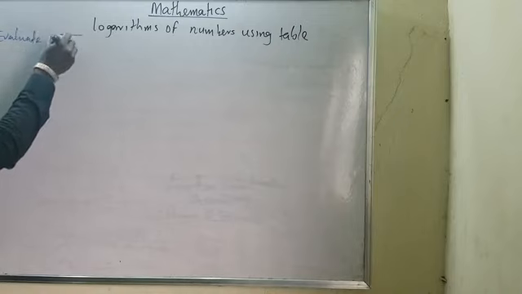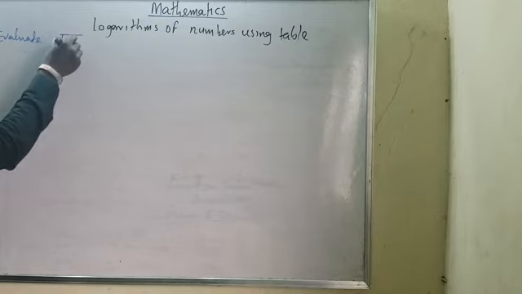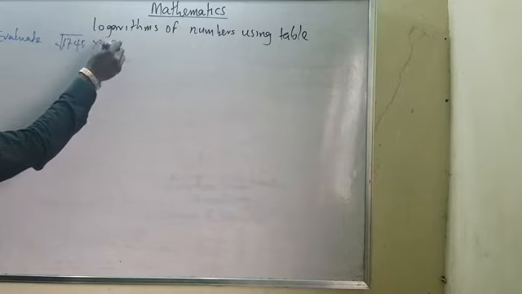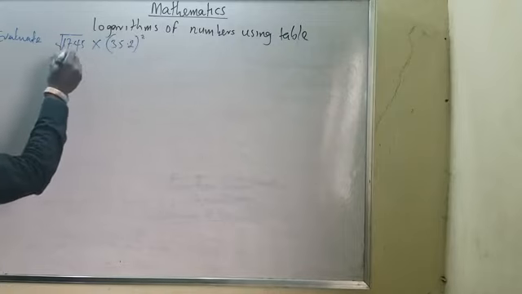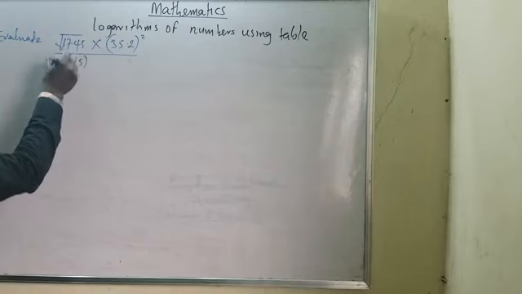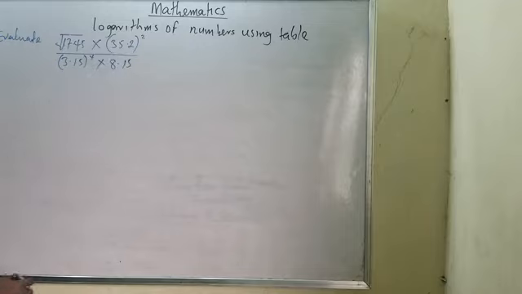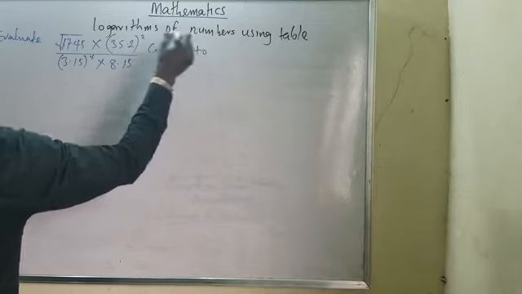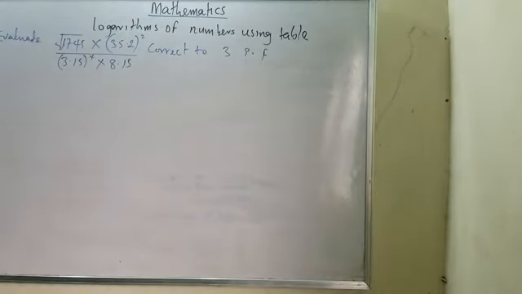Root of (117.45 multiplied by 335.2) divided by (3.15 multiplied by 8.15). Now correct to 3 significant figures. Now look at this one.